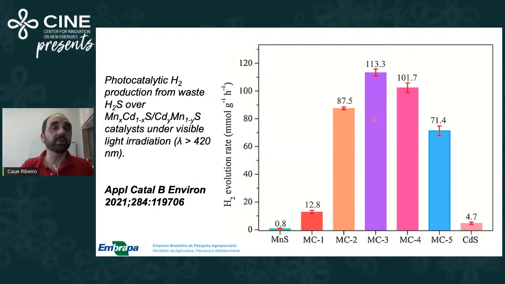This is another example using manganese cadmium sulfide catalysts, where we can see that depending on the structure of this catalyst, we can accelerate the degradation of hydrogen sulfide to produce hydrogen, using only visible light over the catalyst.